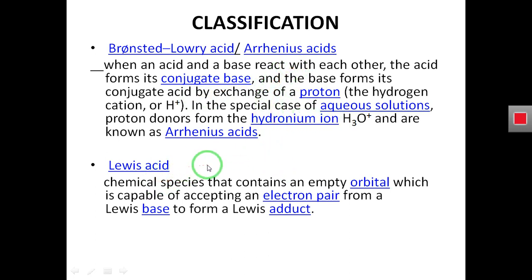Or the Lewis acid. What are Lewis acids? Lewis acids are all those chemical species that have an empty orbital. So what do they do if they have an empty orbital?